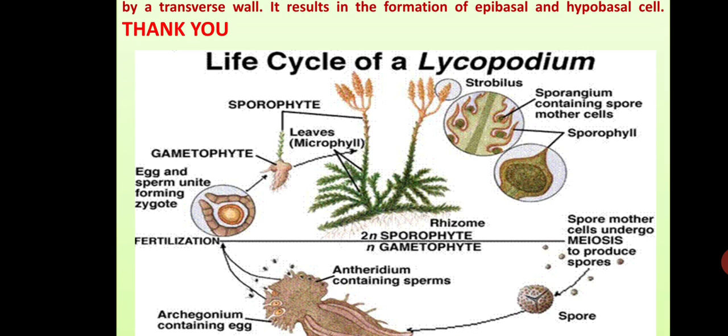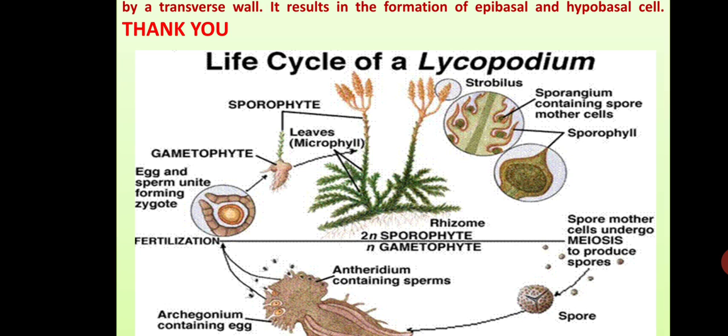Each haploid spore, under suitable conditions, germinates to produce the prothallus or gametophyte. This gametophyte or prothallus bears two kinds of sex organs. One is antheridium and the other is archegonium. The antheridium produces the sperms or antherozoids and the archegonium produces the egg. Fertilization forms a zygote or oospore. Then the zygote divides further to produce the embryo, which then develops into the Lycopodium plant.